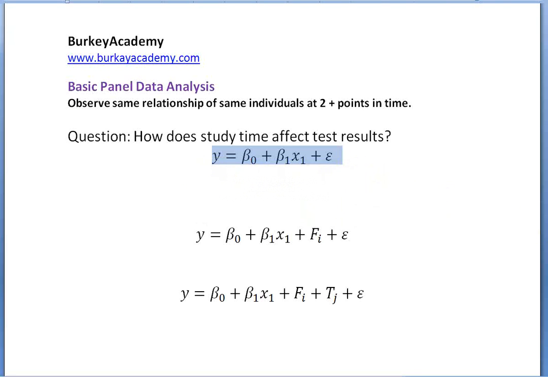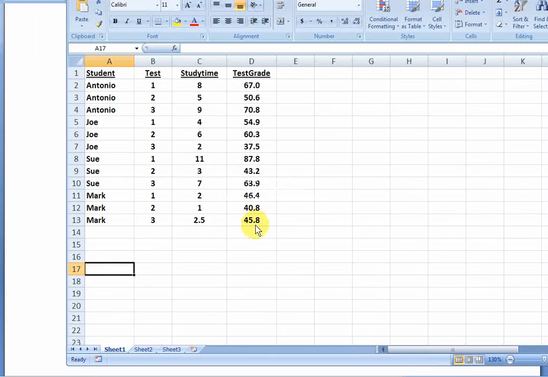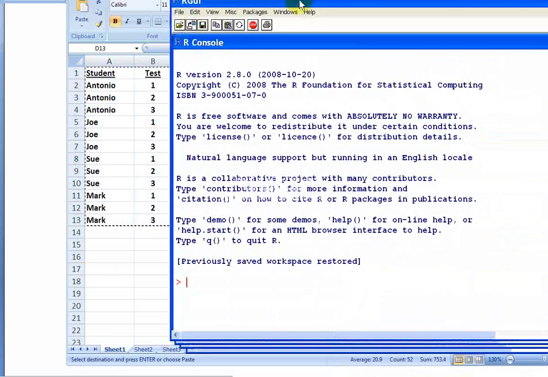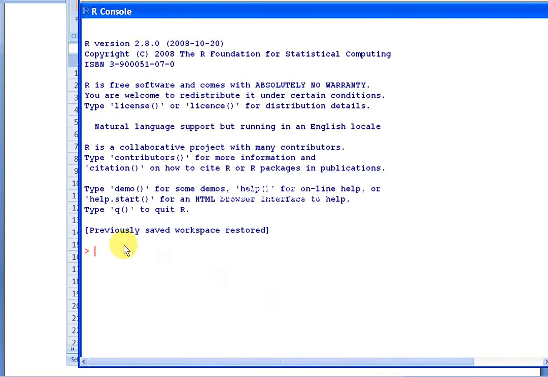Let's bring this data into R and see what we get. I'm going to highlight this data here and copy it to the clipboard. Then I can go into R. I'll assume that you've watched me do this dozens of times before. We can call our data testdat equals read.delim clipboard. Okay, so now our data is in R.